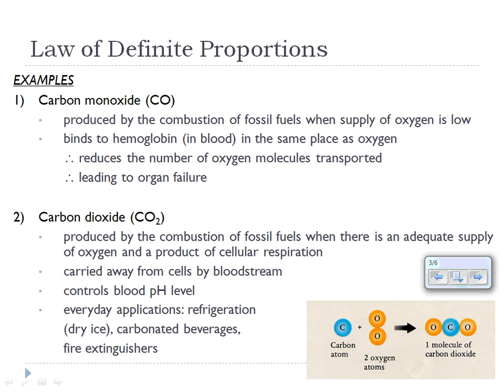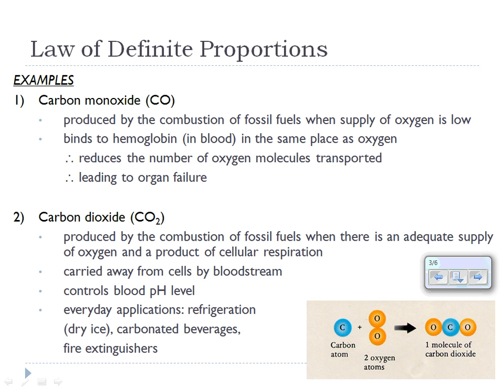organ failure. Carbon dioxide, on the other hand, is produced by the combustion of fossil fuels when there's lots of oxygen. It's also a product of cellular respiration. It is easily carried away from cells by the bloodstream. It helps to control the pH level in our blood, and it's used in a lot of other everyday applications. It's used in dry ice, in carbonated beverages, and in fire extinguishers.